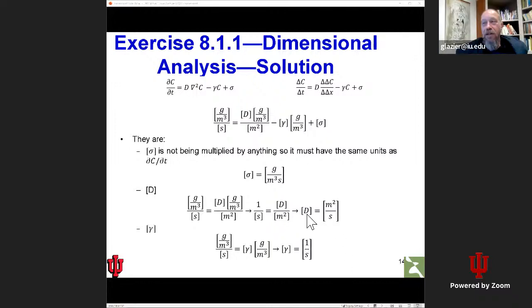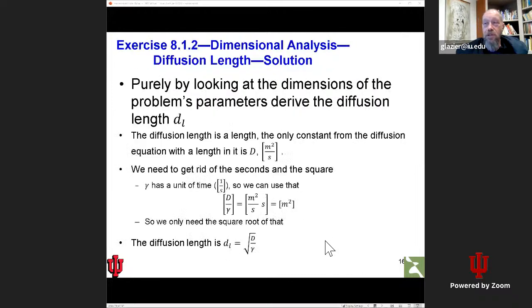Because the only thing here, D and gamma, the only thing that has length in it is D. So you need a D, otherwise you're toast. You don't want seconds. The only way you can get rid of seconds would be to divide D by gamma. That gets rid of the seconds. That leaves me with length squared. I want length, so I have to take a square root. So you've just solved that problem very nicely.